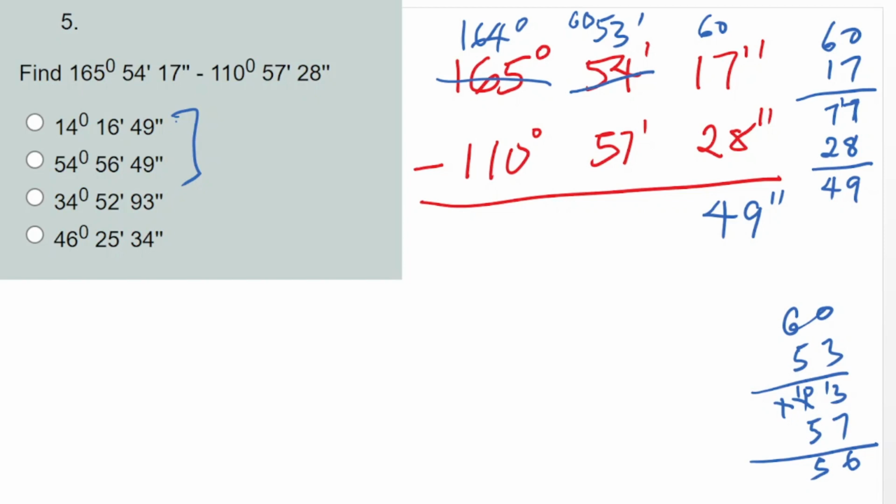All right. I hope I'm making sense. So this gives us 56 minutes. Then the last one, 4 minus 0, that is 4. 6 minus 1, that is 5. 1 minus 1, that is 0. So we have 54 degrees, 56 minutes, 49 seconds. I hope this is very clear. So this will become the answer, option B.